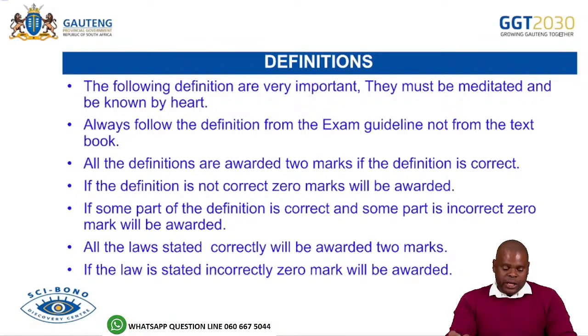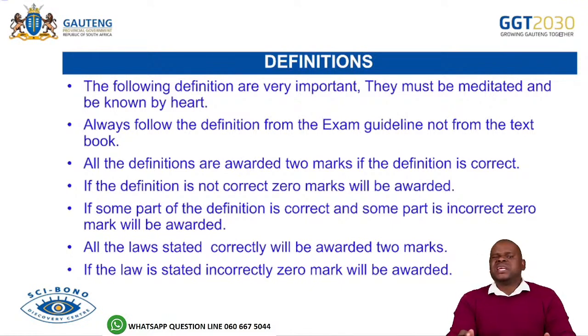You see, grade 12s, it is important that you give us the definition that is correct and it comes from the exam guideline, because you lose marks. We have so many definitions in the exam and even in the test that we don't want you to lose those marks, grade 12s. We say if some part of the definition is correct and some part is incorrect, 0 marks will be awarded. That means it's either you get 2 marks or you get 0.